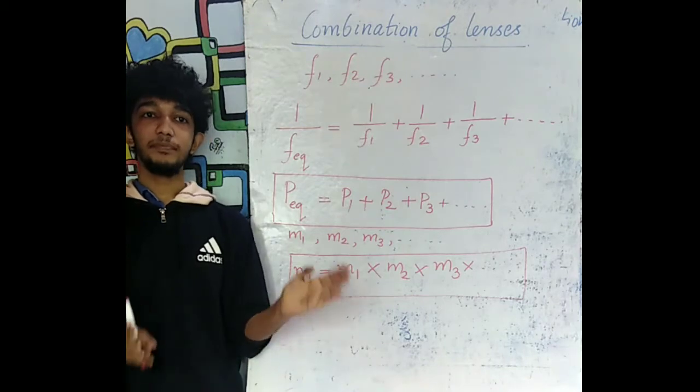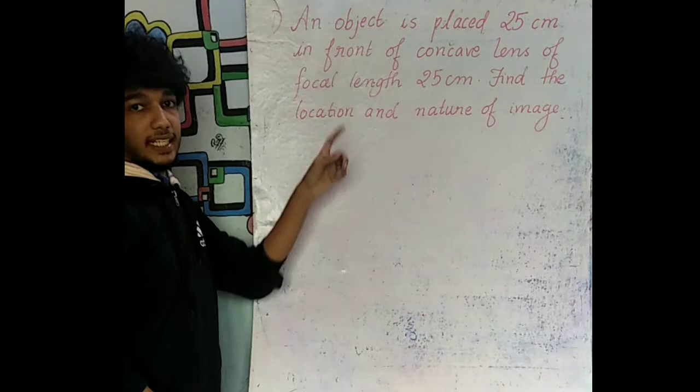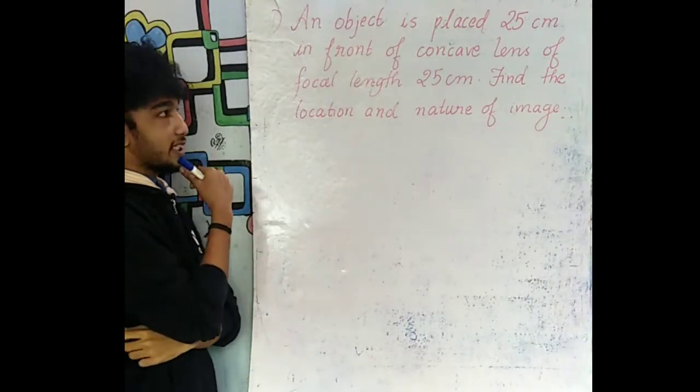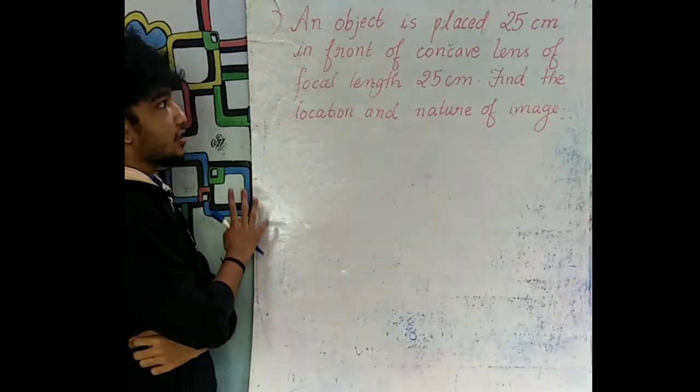Now moving on to some previous year CBSE questions. See the first question. An object is placed 25 cm in front of a concave lens of focal length 25 cm. Find the location and nature of the image. So what is given?